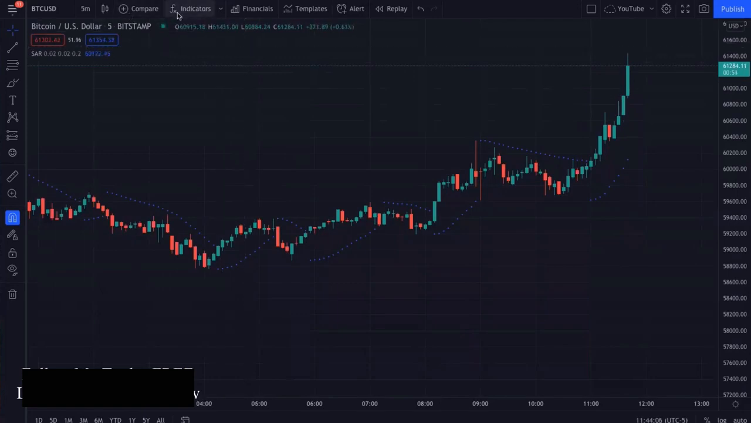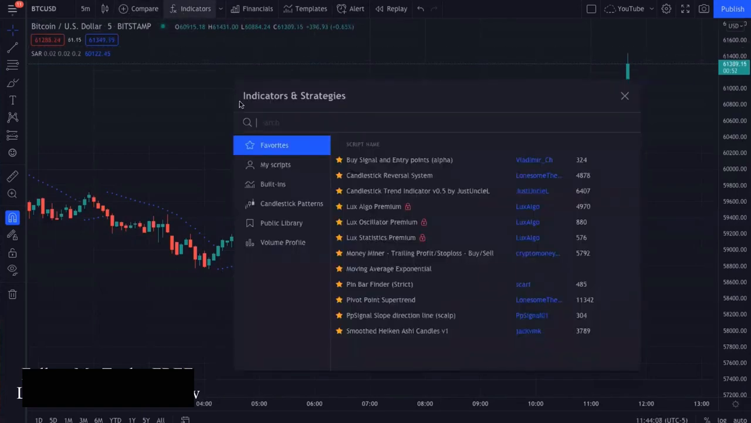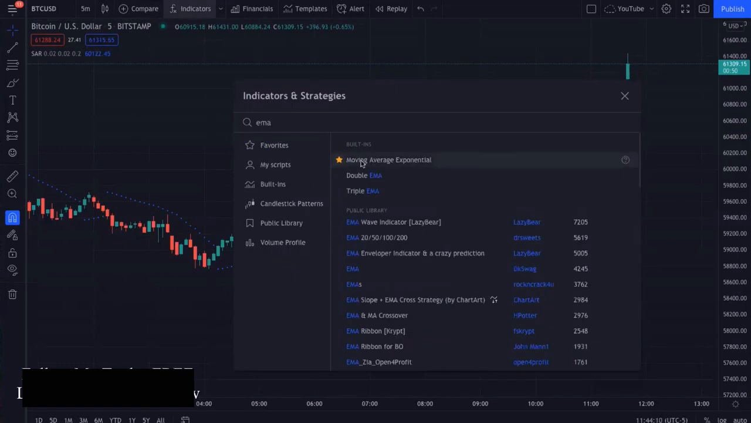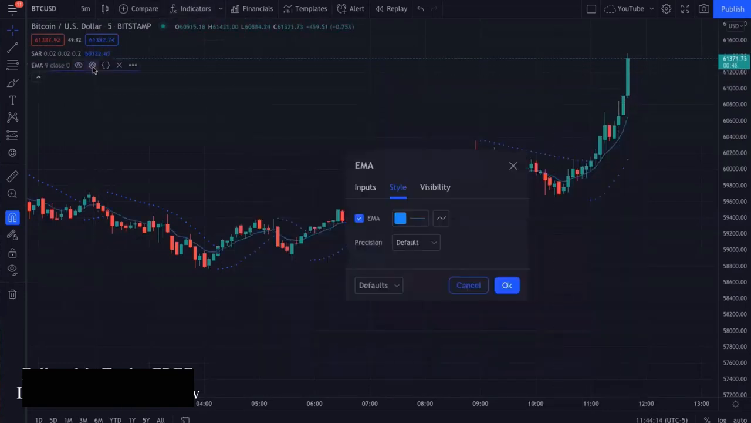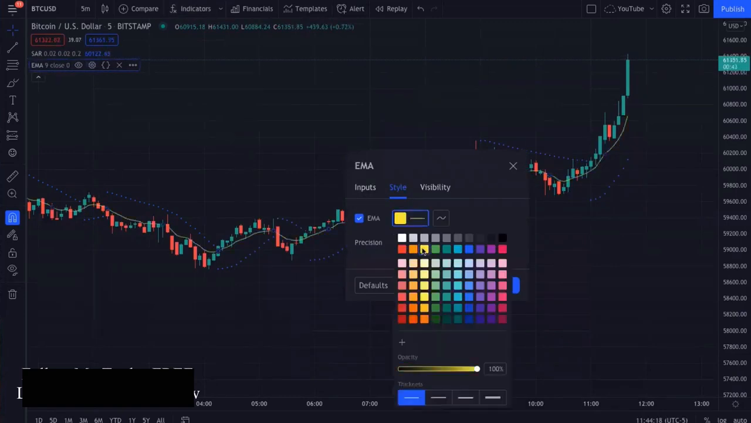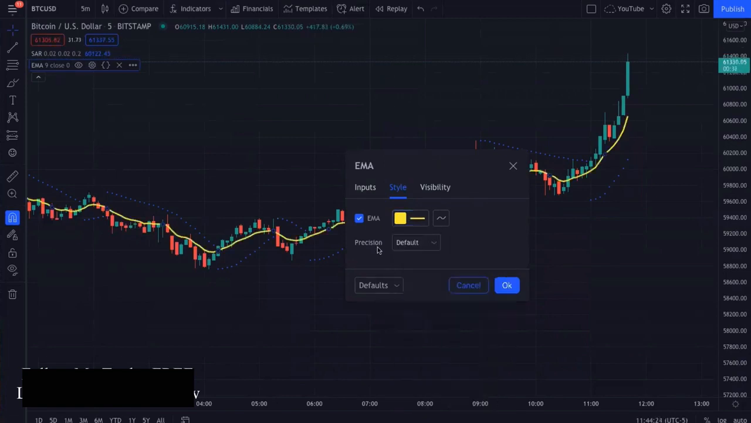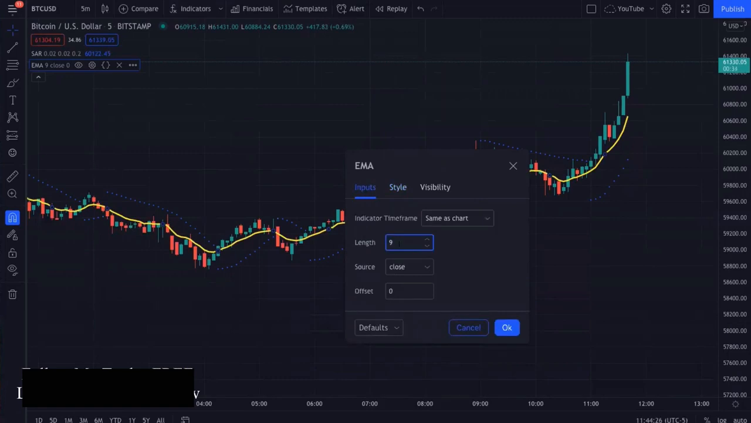Next thing we're gonna do is add the moving average, the exponential moving average. And we're gonna change the settings. I'm gonna change the color also, so it's a little bit different. Make this a little bit thicker. And we're gonna change the input to 200. So we're gonna use the 200 EMA.